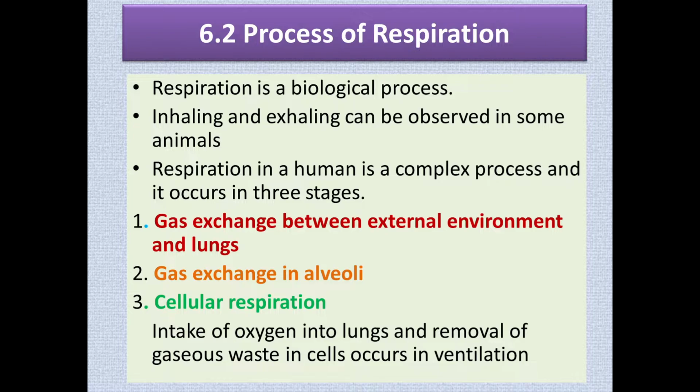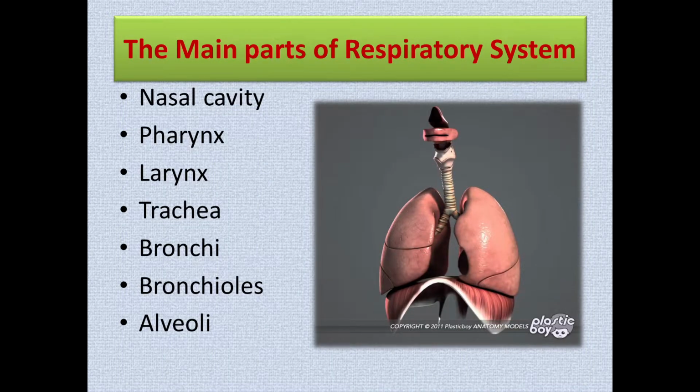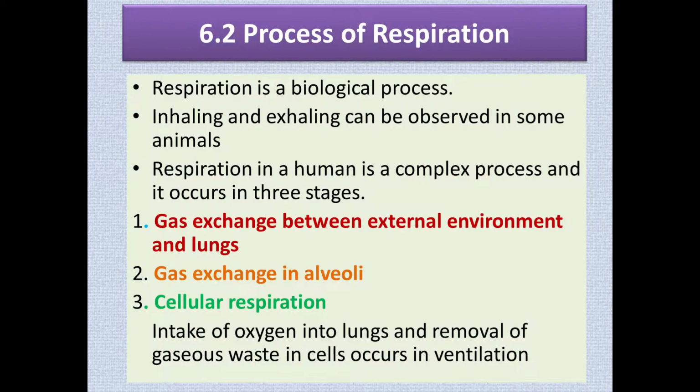This is what you need to know. Respiration is a very complex process and it occurs in 3 stages. Gas exchange between external environment and the lungs, gas exchange in alveoli, and cellular respiration. For the first 2 stages, your respiratory system is fully adapted. The human respiratory system is well adapted for these 2 main functions: gas exchange between external environment and the lungs, and gas exchange between alveoli and the blood, or gas exchange in alveoli.